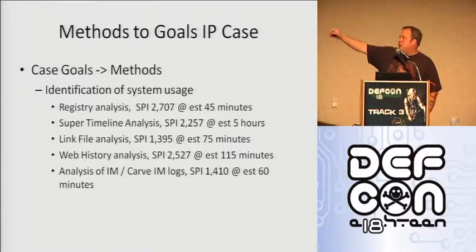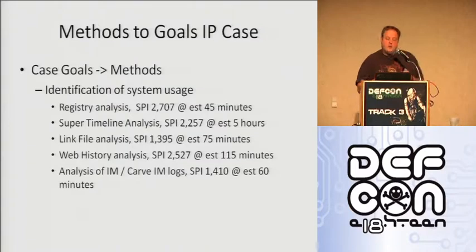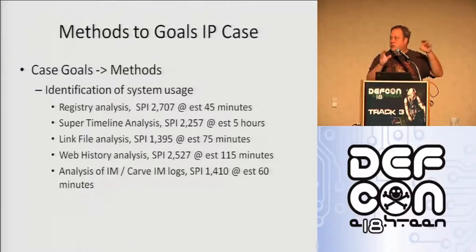So as you can see, some of the SPIs that I could do with the registry analysis and those types of things were going to happen faster, and they were what you wanted to do. Because Super Timeline analysis is mostly, you don't touch it until you actually get to the analyst part. You just let it run for 5 hours, and then you look at the results for the time you care about. That was pretty good.